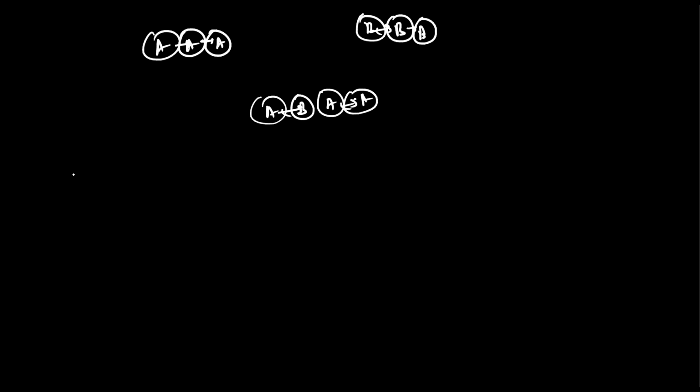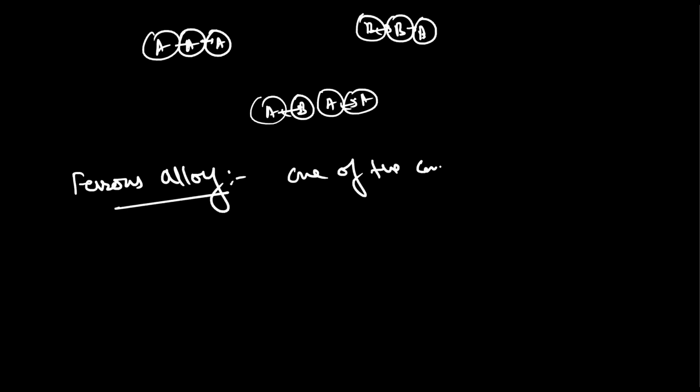Now the types of alloys: there are ferrous alloys. Ferrous alloys are the alloys in which one of the constituents is iron. Means if an alloy consists of iron, for example steel and stainless steel, then that is a ferrous alloy.